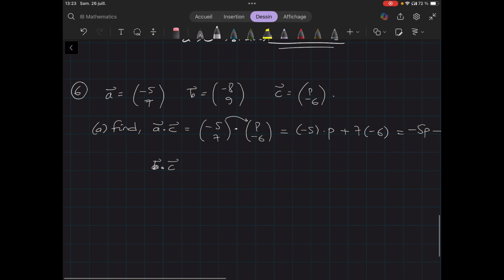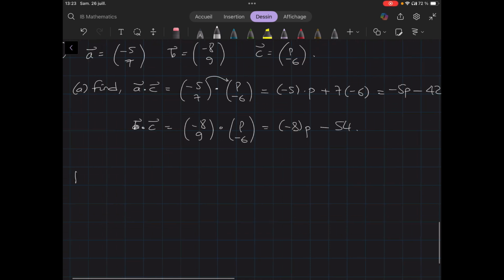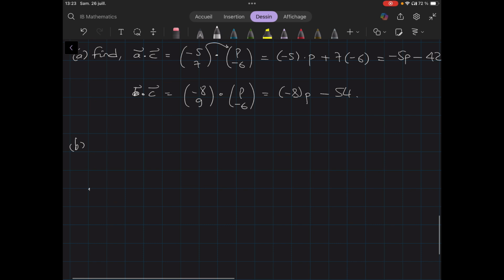B dot C is equal to -8 and 9 dot P and -6, and that will give you -8 times P minus 54. In part B, we're given that the angle between A and C is equal to the angle between B and C. So if we would like to quickly illustrate this situation, let's say that's A, that's C, and this is B. We're given that this angle here is equal to that angle there.